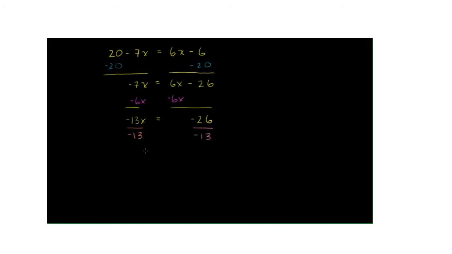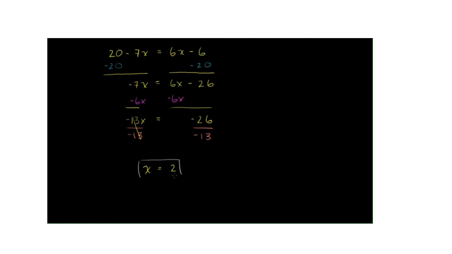Now, what does the left-hand side become? Negative 13 times x divided by negative 13. That's just going to be x. You multiply something times x divided by the something, you're just going to be left with an x. So the left-hand side just becomes an x. x is equal to negative 26 divided by negative 13. Well, that's just positive 2. Right? A negative divided by a negative is a positive. 26 divided by 13 is 2. And that is our answer.